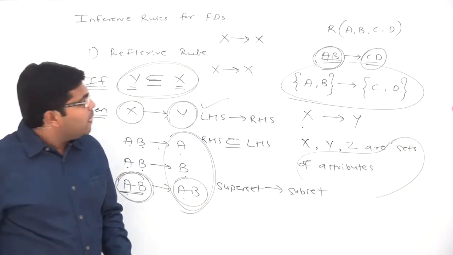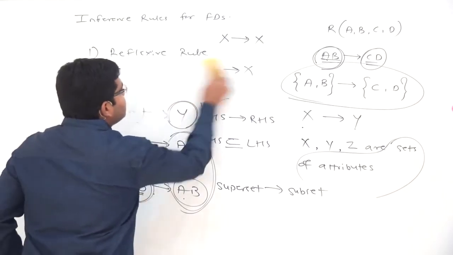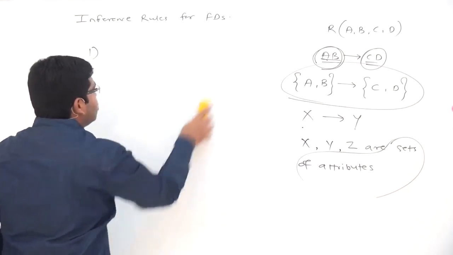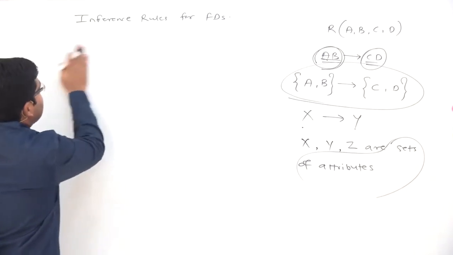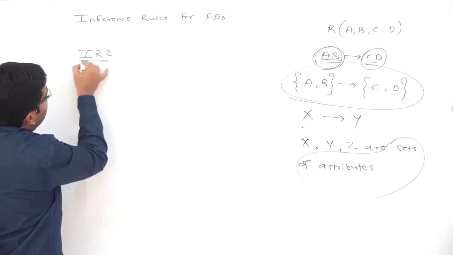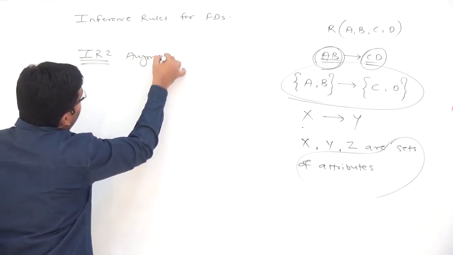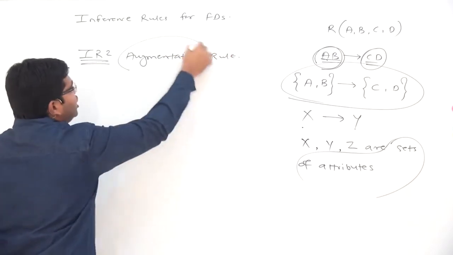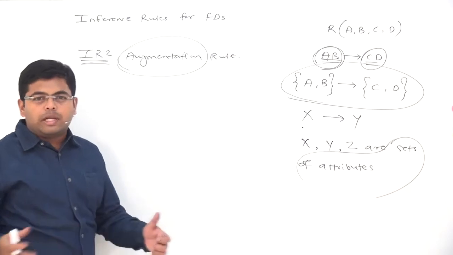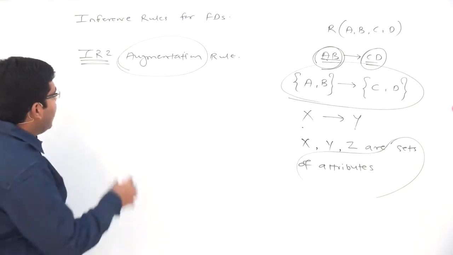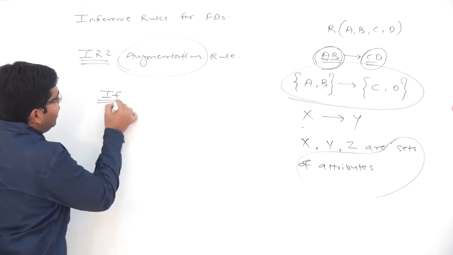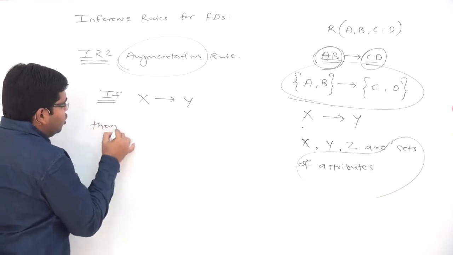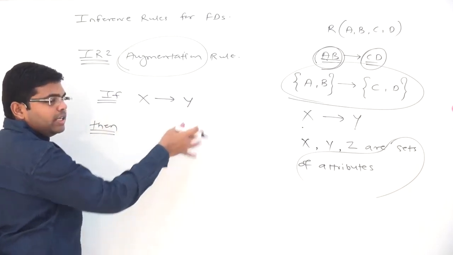Now let us see the second rule, which is called the augmentation rule. It is called inference rule 2 and its name is augmentation rule. Now the English language meaning of augmentation is expansion, to add something, to increase something. And what does this rule say? If you have been given an FD, say X gives Y, then you can always augment the left hand side as well as the right hand side with the same attribute.